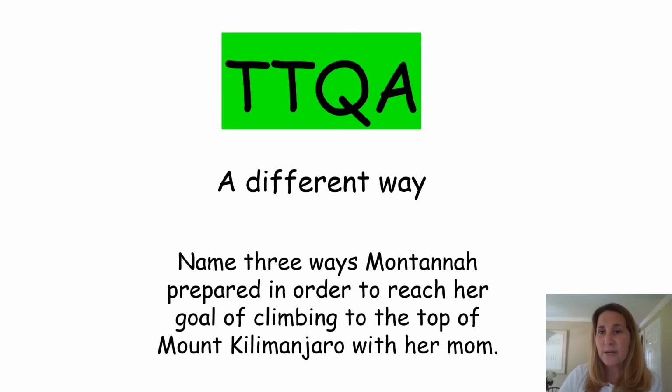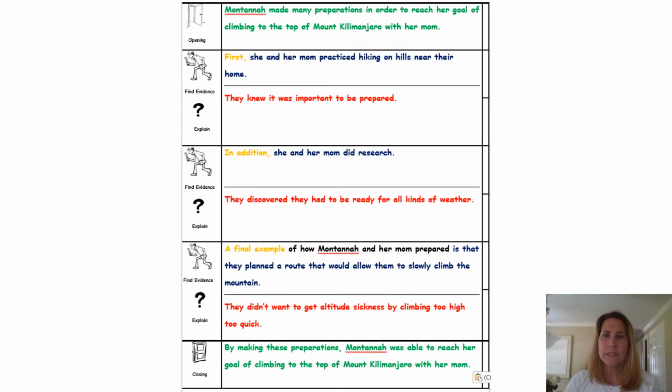Turn the question around a different way. This is for my closing. So remember, the question was, and it's not really a question, it's the assignment, what I'm looking for. Name three ways Montana prepared in order to reach her goal of climbing to the top of Mount Kilimanjaro with her mom. So my closing is going to be to turn the question around, but in a different way. So the closing is, by making these preparations, Montana was able to reach her goal of climbing to the top of Mount Kilimanjaro with her mom.